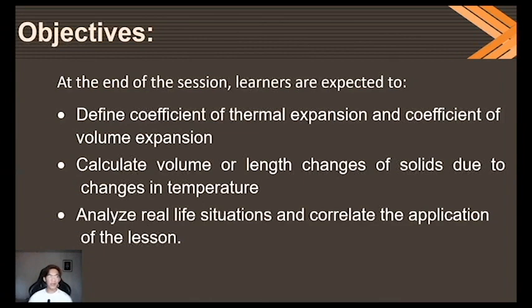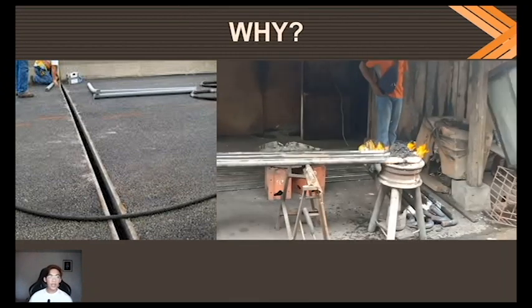Let's start our discussion. When you are riding your bicycle and you pass a bridge, you would see a gap between the bridge and the main road. Or when you check the train tracks, you would see gaps in between. These gaps are called expansion joints. But why are they placed in that kind of places in the very first place? These gaps are there for a specific reason.